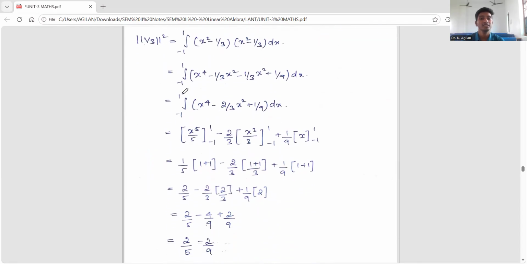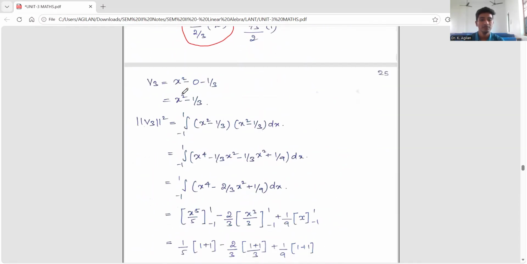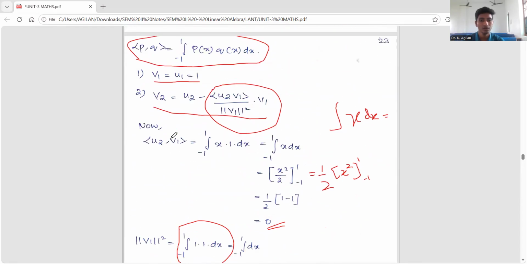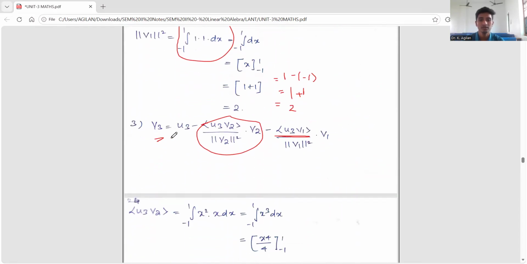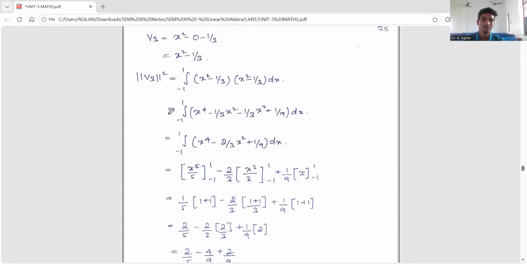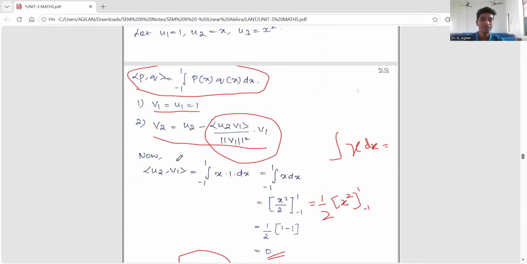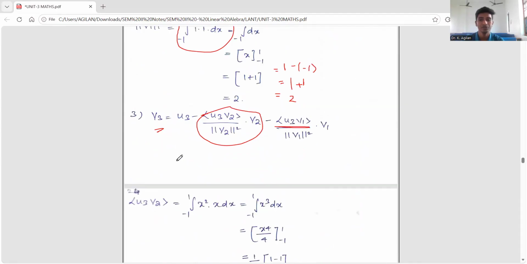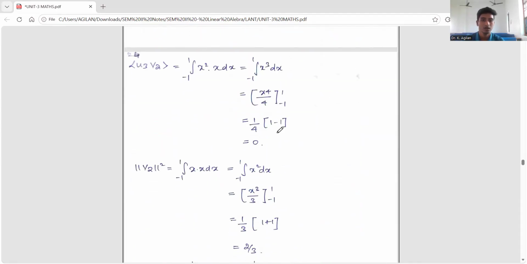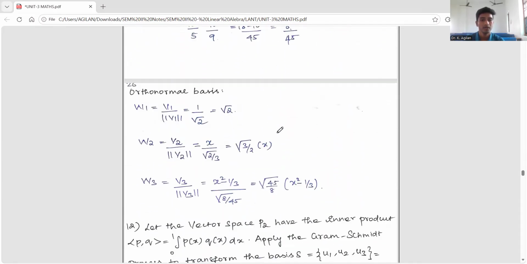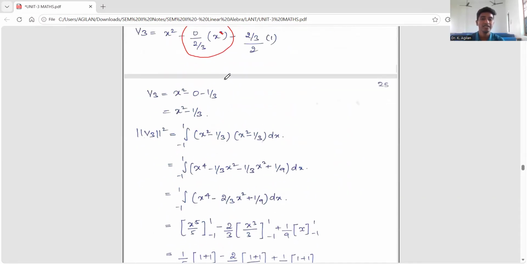Fine. So next we need to find norm of V3 square. Okay, so next term is norm of V3 square. This is not necessary because we already found V1, V2 and V3, right? V1, V2 and V3. Okay. So next, orthonormal basis.